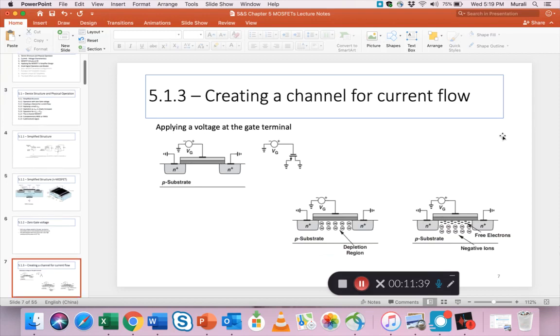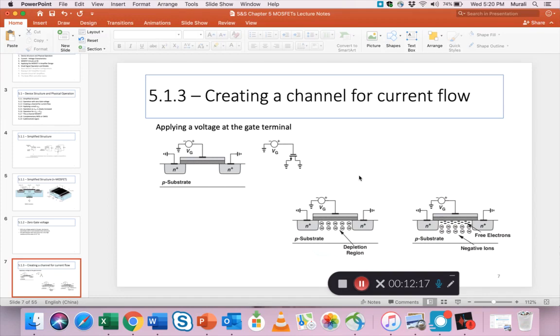Nothing is flowing. Next slide, slide 7, is where you see we start to create a channel for current to flow by applying a voltage at the gate terminal. So now if you put the positive end of the battery to this gate and leave the other two open still, it is shown as a circuit symbol here. I know it's too early to talk about circuits and symbols, but I just had to bring that graphic in. But ignore this for the moment and just look at the voltage on the gate.